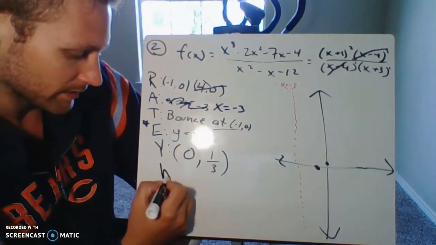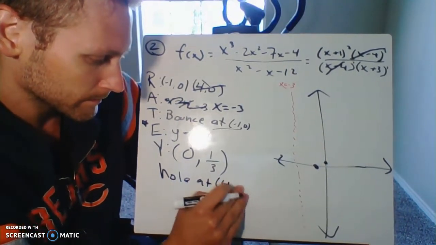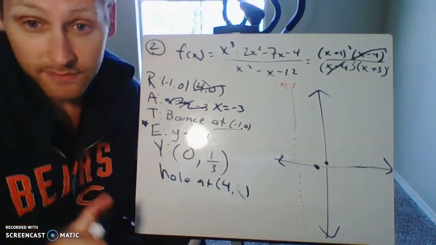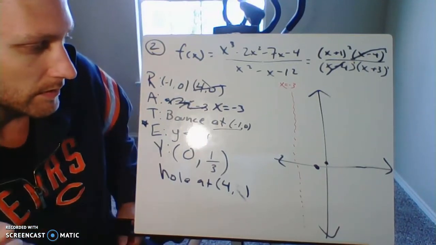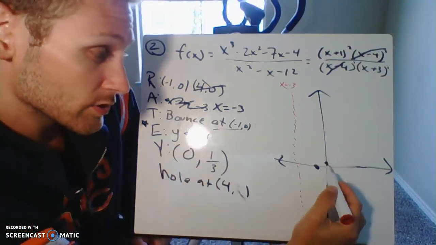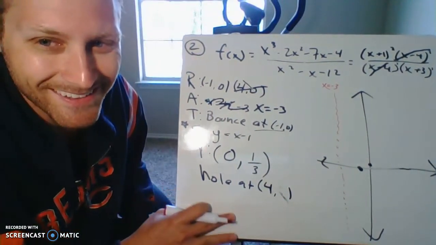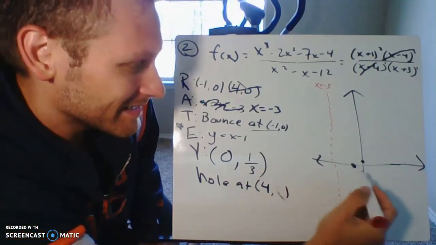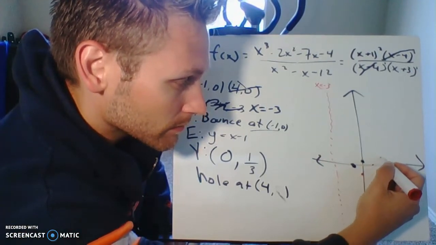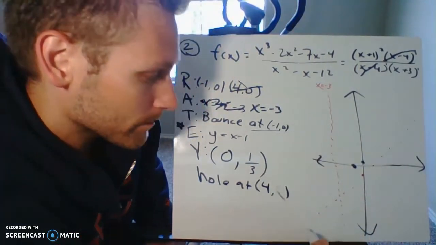Okay, so I'd like to actually write that hole at 4, comma something. We'd have to plug it in and find out where it is. All right, and now we need our slant asymptote. So we have, where is it? Right here, x minus 1. So it's y equals x minus 1. And so it's going to start here at -1, and then the slope goes up 1 over 1, up 1 over 1, so up 1 over 1.